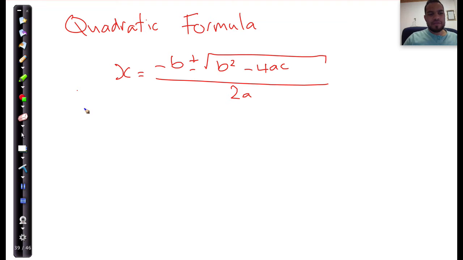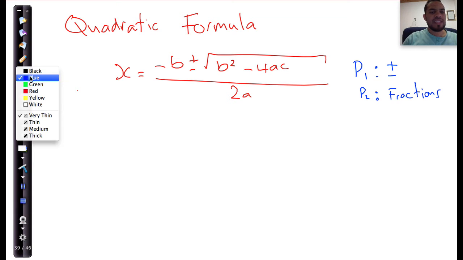Look at the quadratic formula now and let's understand the two preludes we used. The one prelude was prelude 1. Let's just actually tell you what those preludes were. Prelude 1 was the plus minus 1, and then prelude 2 was talking about fractions. Now we want to use both properties and understand what is essentially happening over here. And this is as follows.